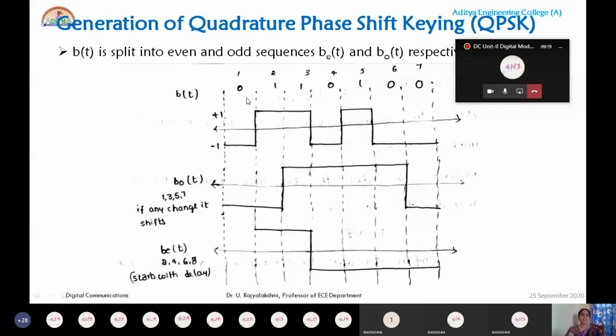So our demultiplexer will split b(t) sequence into b_o(t) and b_e(t). Because our QPSK groups two bits per symbol, one bit is due to the odd sequence and the other bit is due to the even sequence. Next is odd, next one is even sequence. Like that it is grouped. So b(t) you can demultiplex into b_o(t) and b_e(t). If you multiplex b_o(t) and b_e(t) at the receiver, you can extract b(t).